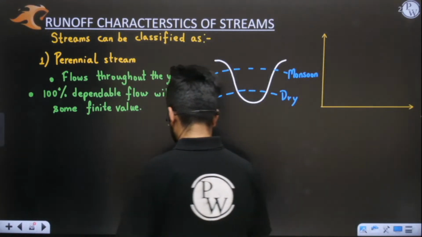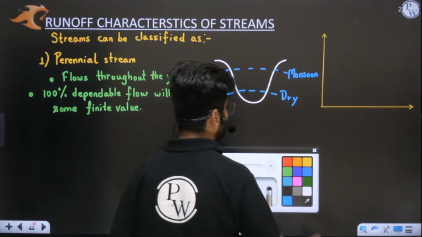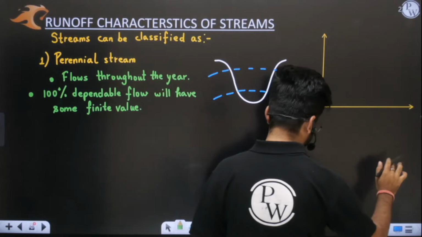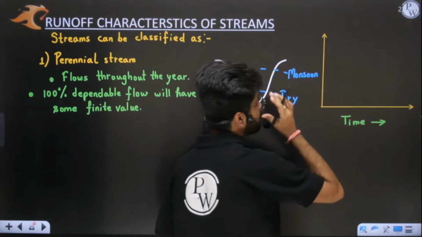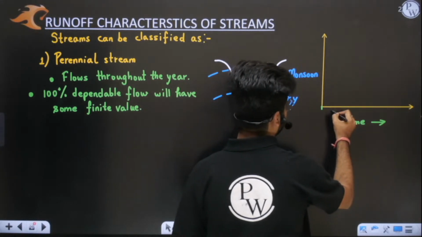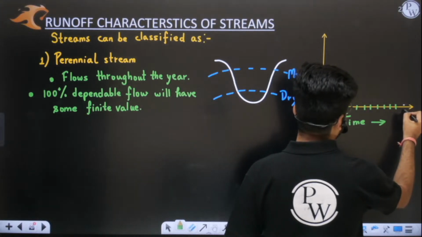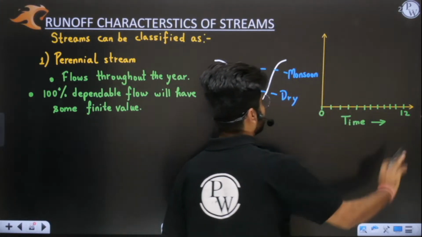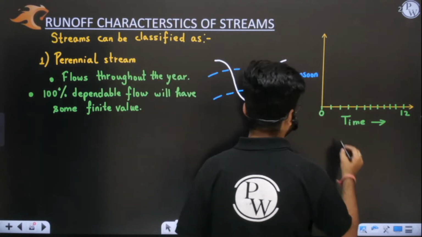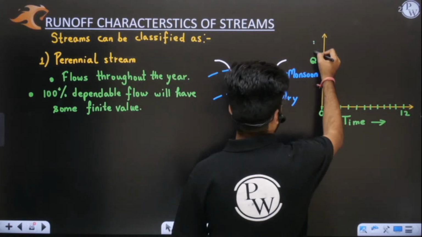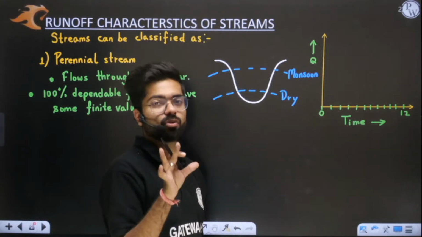Okay, so we have this perennial stream. You all know that in 1 year we have 12 months. Let us say this is the starting month, first, second, third, fourth, like this, up to 12, from 0 to 12. Now if I plot this graph, this is a discharge versus time curve. Discharge versus time graph is known as a hydrograph.